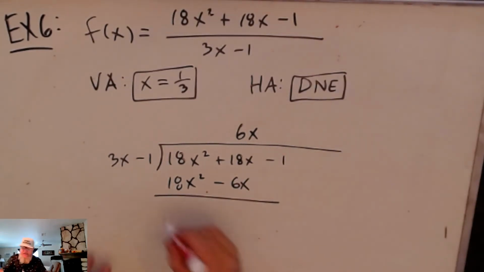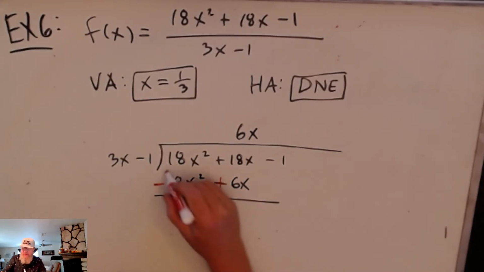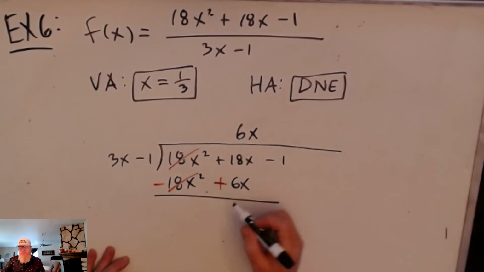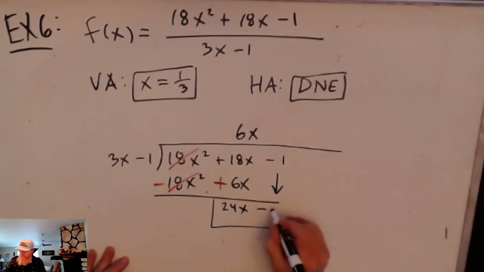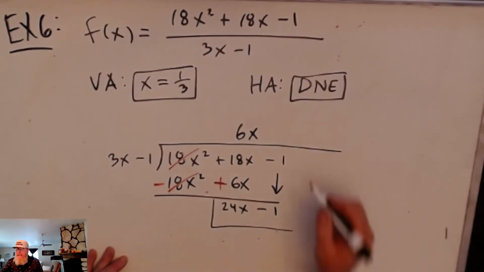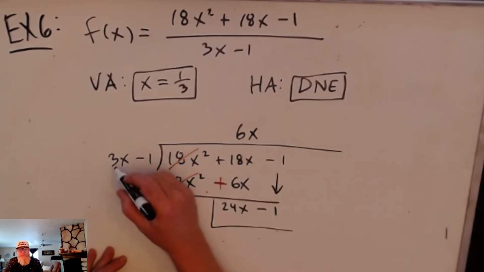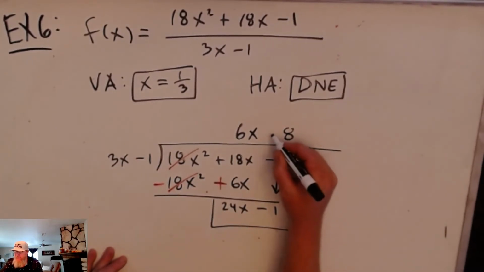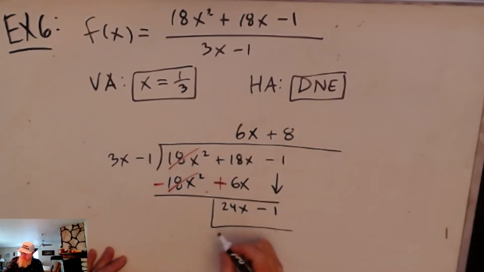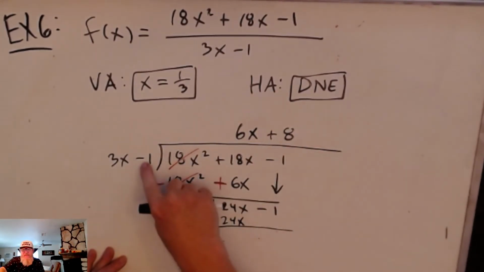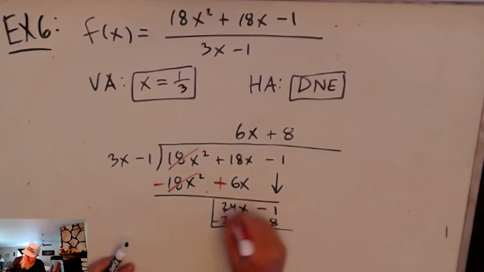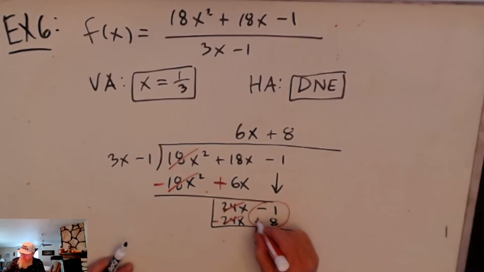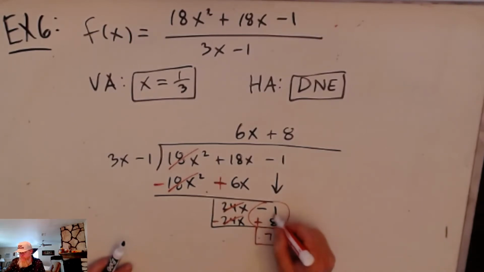And then change the signs. Kill the leader. Add or subtract as appropriate. So that'll be 24x. This time the constant term is -1. Again, insist. What times 3x would be 24x? Well, positive 8. Positive 8 times 3x would be 24x. Positive 8 times -1 would be -8. Change the sign. Kill the leader. Add or subtract as appropriate. So that would be adding -1 plus 8, remainder 7.